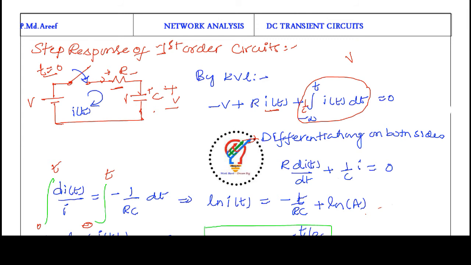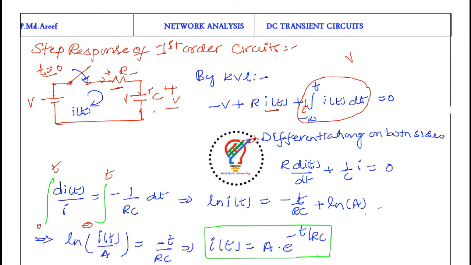Now, in this session, we will continue our discussion on DC transient circuits. In the previous session, we discussed the first order source free circuits. Now, we are going to discuss the step response or forced response of first order circuits. So, let's continue our discussion here.